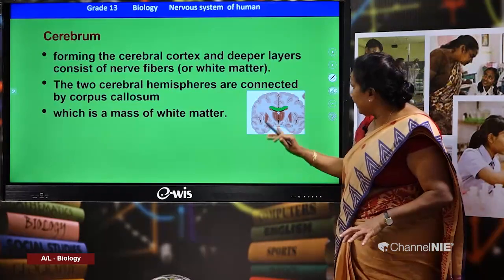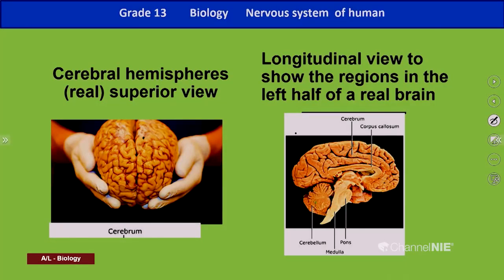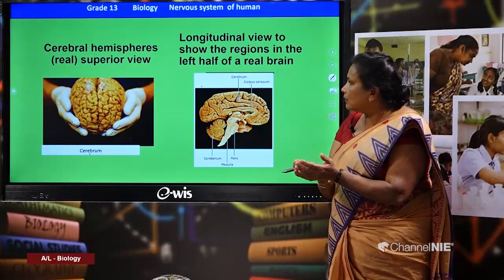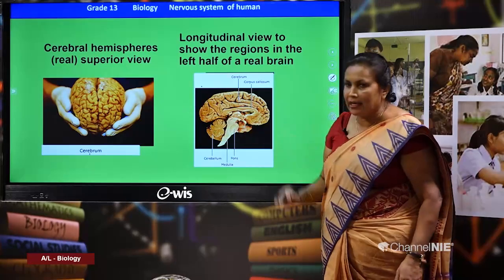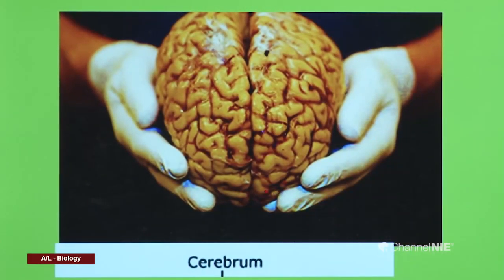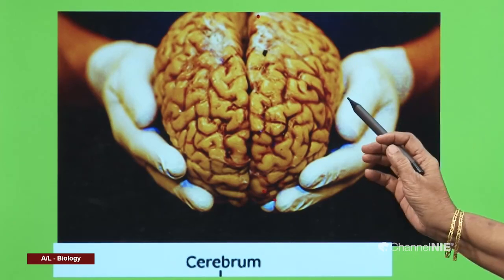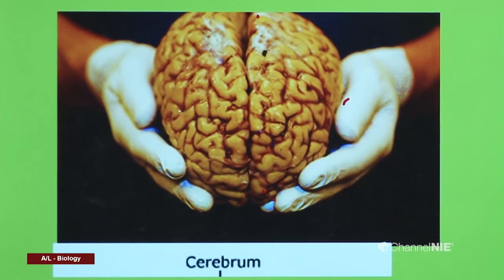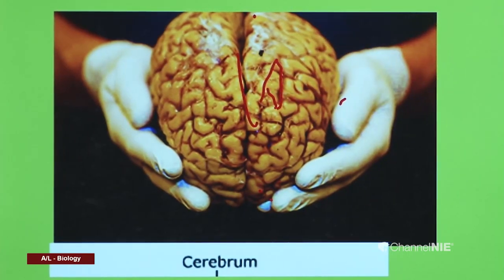I will move to the next slide. Here you can see a few important things related to the cerebrum. If you keep the brain on your hands, it is like that. Okay? This is the anterior, front region of the cerebrum. This is the back region of the cerebrum. These are the two sides, the laterals, right? And this surface here is the superior surface.